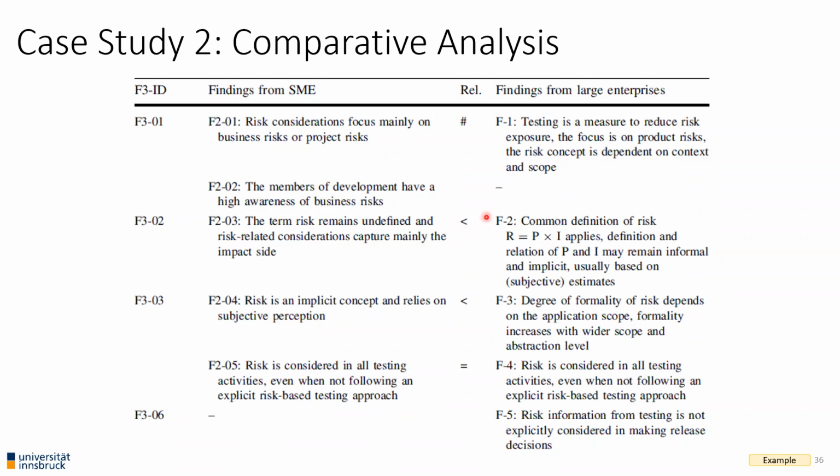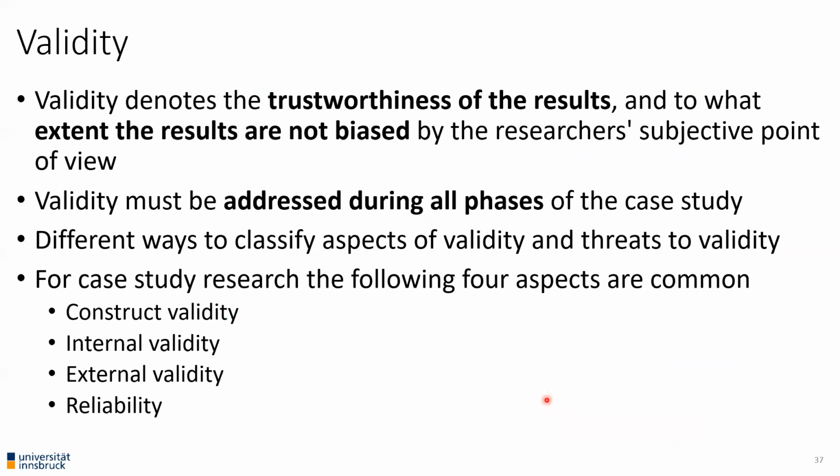Sometimes we made smaller here because we found that how risks are measured is less precise in the SMEs than it is in the large enterprises with separate test departments. So we had a smaller here. And for some statements, we found similar results. So that the test risk is considered in all testing activities. We found that in the large enterprises and in our 5 case SMEs. So here we have an equal symbol.